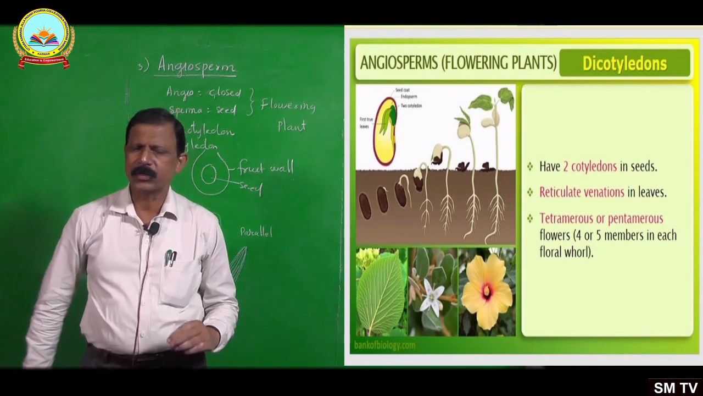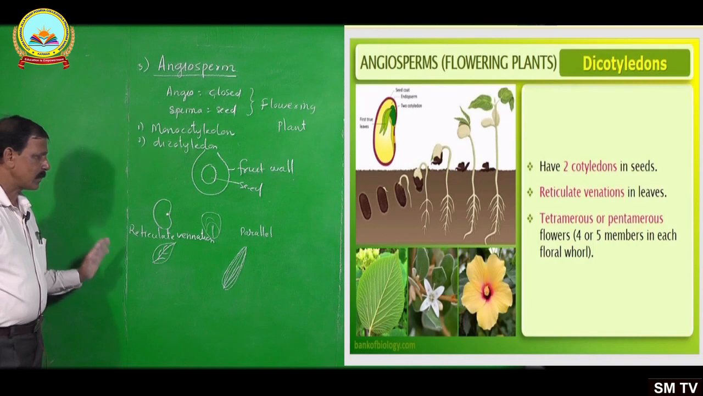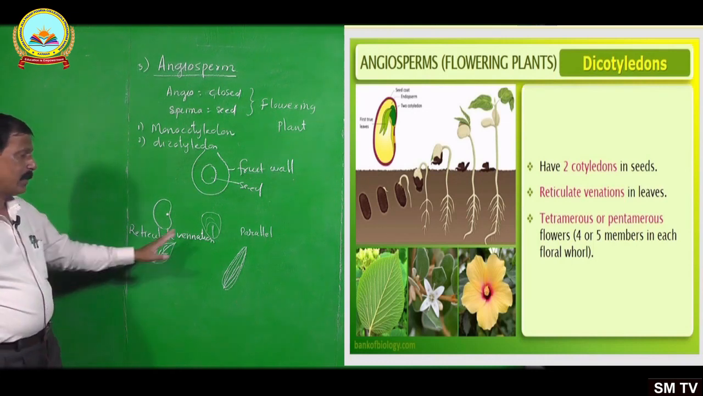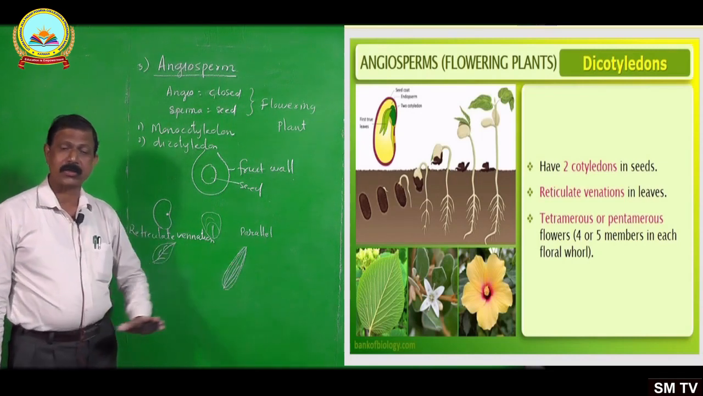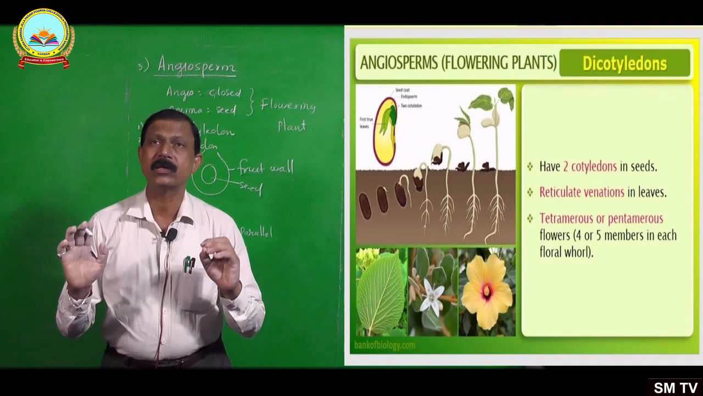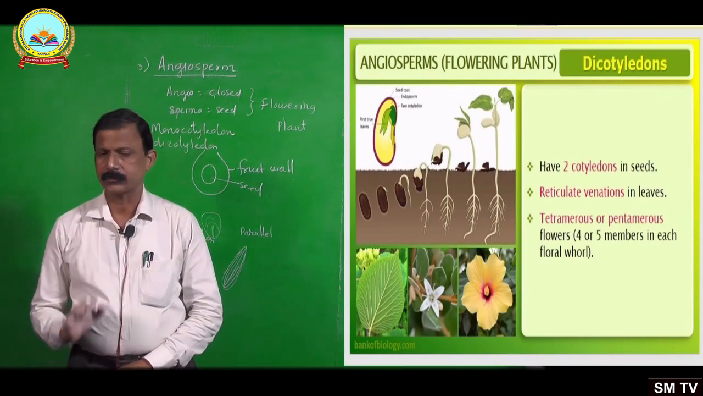That is the most important characteristic feature here, the veins. So in dicots the veins have a reticulate pattern, whereas in monocots there is parallel venation. Just by observing the leaf, you can know whether that tree is a monocot or a dicot.